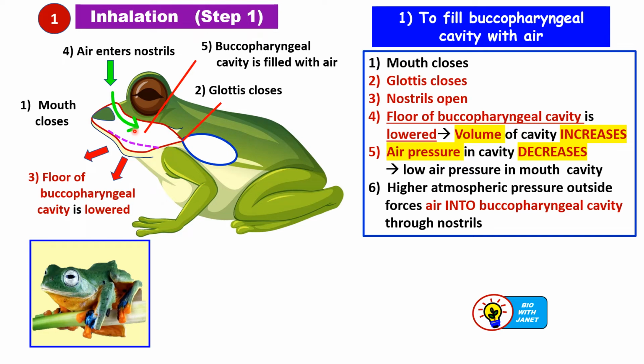Now, first of all, the floor of the buccopharyngeal cavity is lowered, right? When it's lowered, the volume of the buccopharyngeal cavity will increase, but the air pressure in the buccopharyngeal cavity decreases, according to Boyle's law. So when the volume of the cavity increases, air pressure decreases. Then there is low air pressure in the mouth. The higher atmospheric pressure outside in the environment will then force the air into the buccopharyngeal cavity through the nostrils. If you look at the frog shown here, it is lowering the floor of the buccopharyngeal cavity. You can see that the floor is moving downwards.